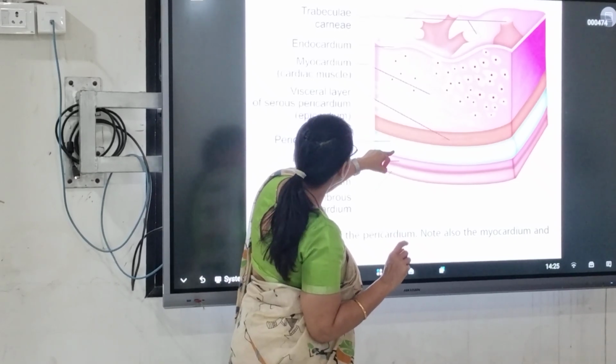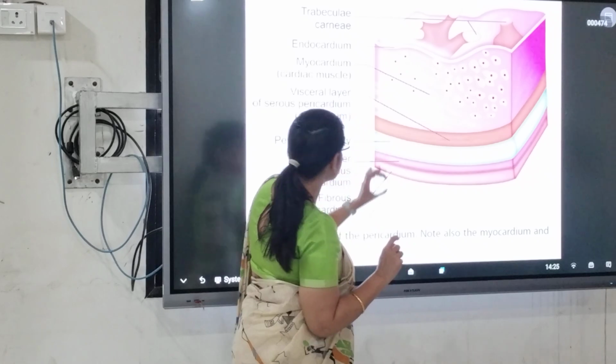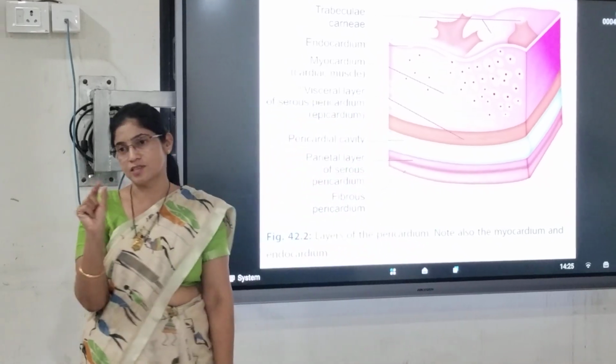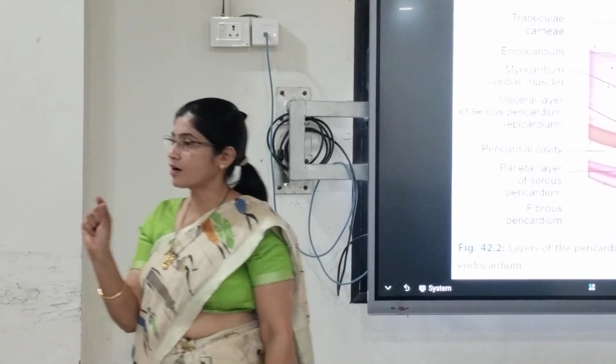In between them there is a narrow, slit-like space called the pericardial cavity, and some amount of fluid is present in it. That prevents friction between the layers of the heart, and it allows proper expansion and proper contraction of the heart. So the pericardial cavity is very, very important.